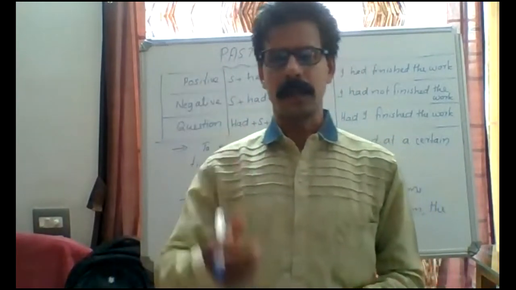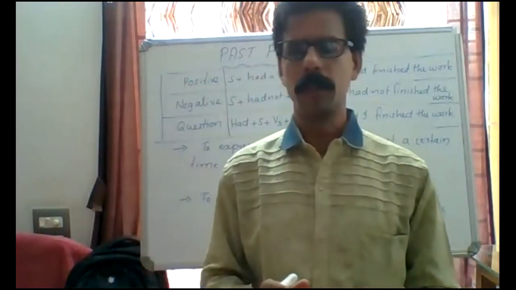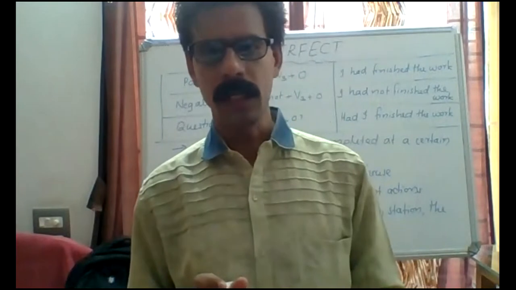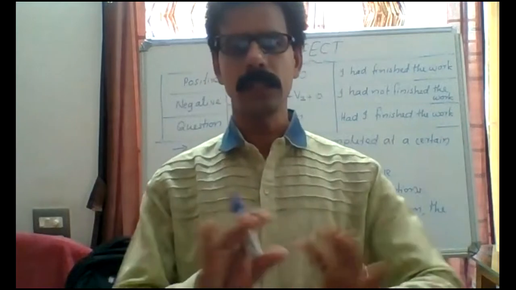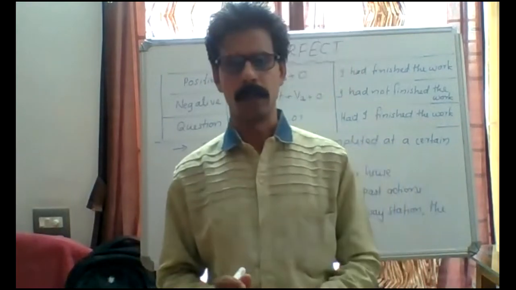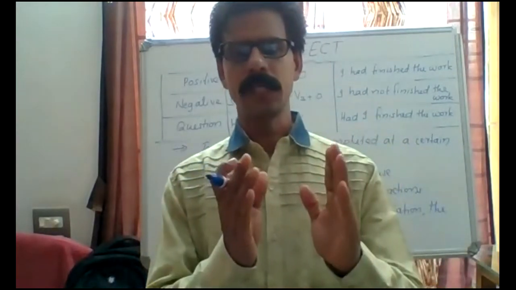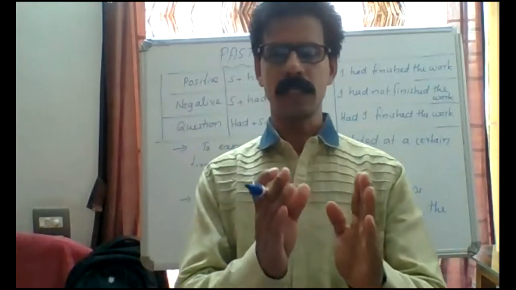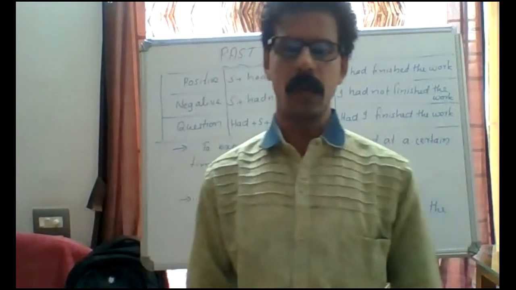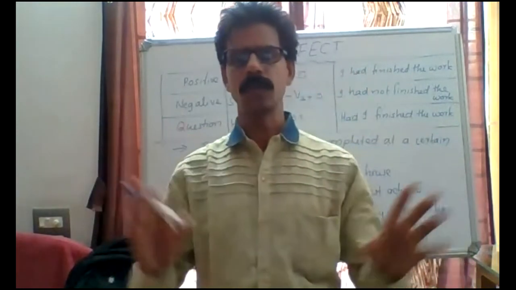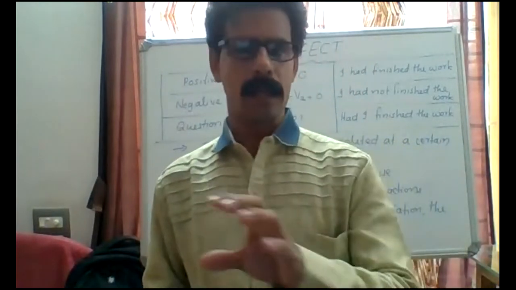Another thing, after V3 generally we use an object. Object is the last part of the sentence. Either there is an object or there is no object, the sentence is also correct. There is no problem about it. Now, subject plus had as the helping verb, plus the V3 form of the verb, and object. Okay, this is the structure of the positive past perfect sentence.